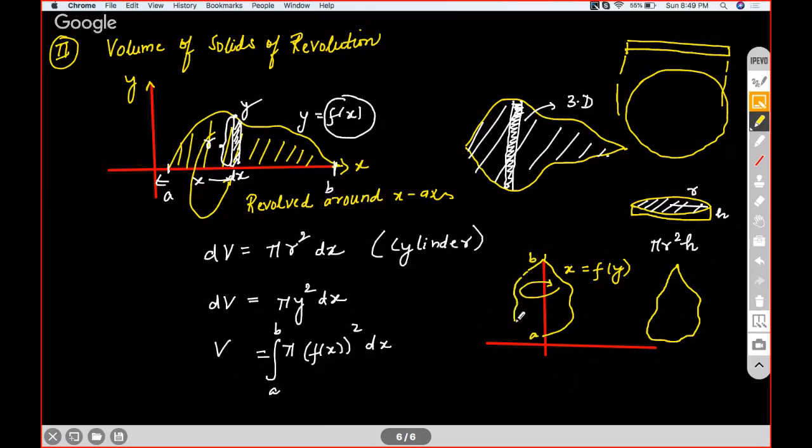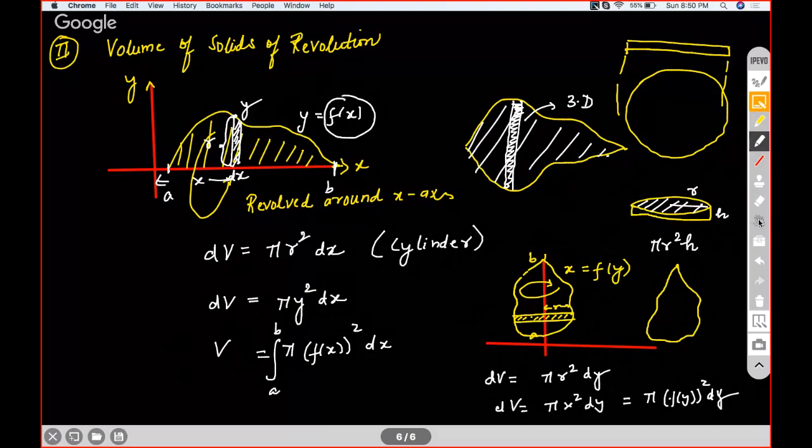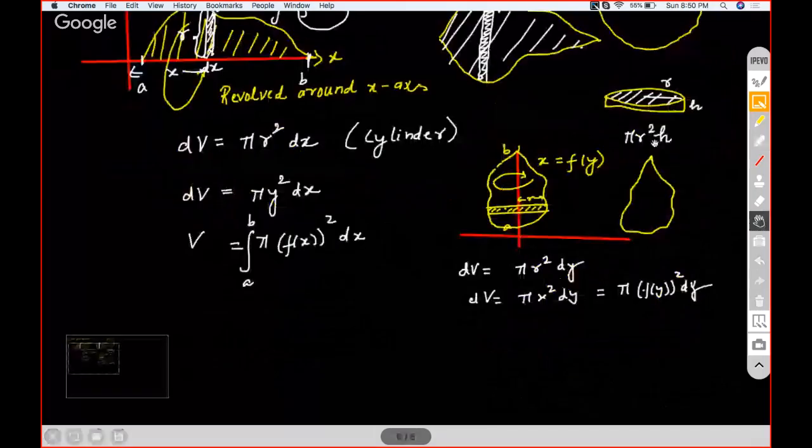Basically, again, you break it up into small disks. This is a disk, and this is the radius of the disk. So its volume would be pi r square dy, and r will be x actually. So that will be pi f of y square dy. For the volume, you just have to integrate this from a to b. Understood?